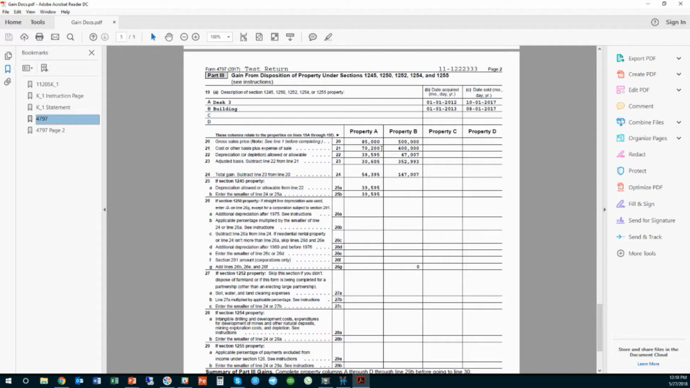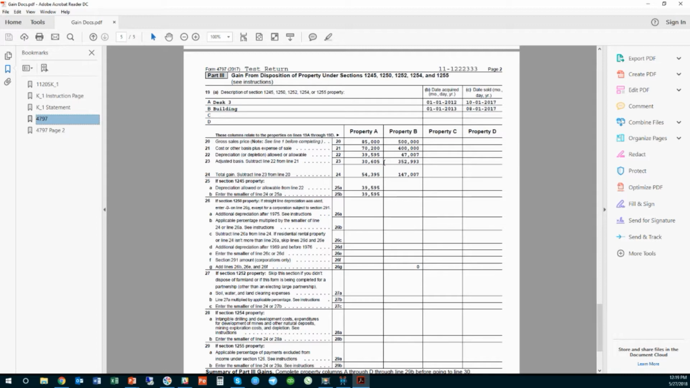So what do we know right away? Let me make sure that my pointer here is working. Okay, yep, you can see it. So what do we know right away? $85,000 is more than $70,200, right? So we know that we're going to have a 1231 gain here because a desk is 1245 property. We can also see that depreciation of $39,595 was taken against the desk, meaning it has a basis of $30,605. The total gain is the difference between this 85 and the 30.